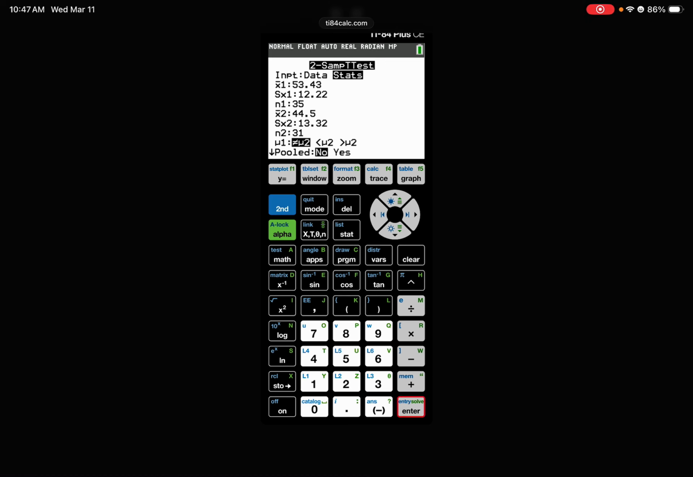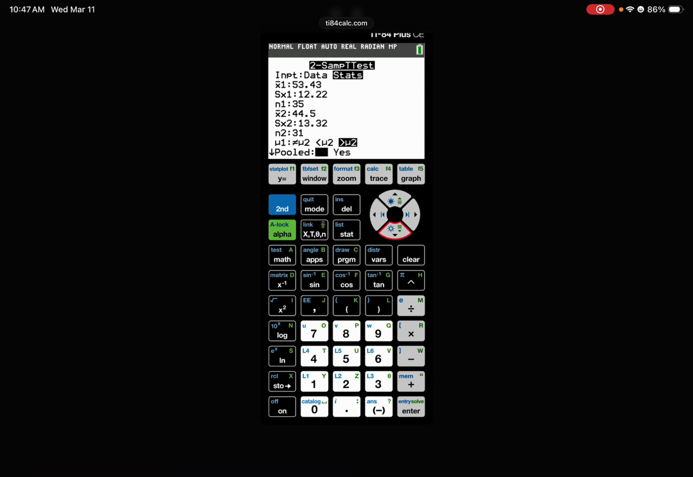From there, it's going to ask for the alternative hypothesis. So you'll notice that mu sub 1 is on the left-hand side, and then it says either not equal to mu sub 2, less than mu sub 2, or greater than mu sub 2. So we want to make sure we choose the correct alternative hypothesis. We said we were doing a right tail test, so we want greater than.